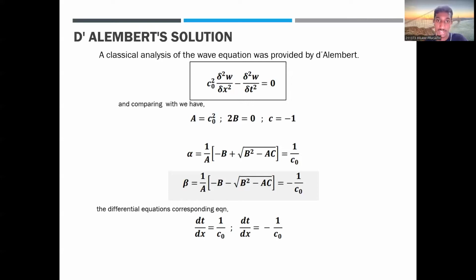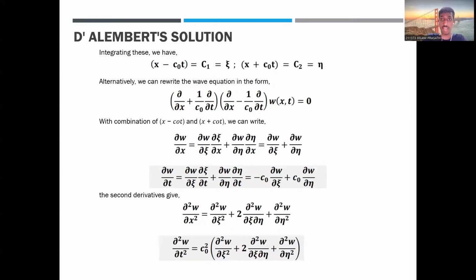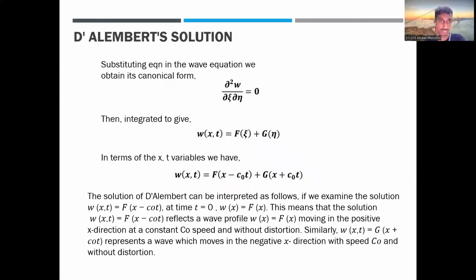c squared del squared w over del x squared minus del squared w over del t squared equals 0. From that, comparing with the canonical form, we have the constant values and differential equation, and we have obtained these equations. Then substituting the equation in the wave equation, we obtain the canonical form, getting del squared w over del xi del eta equals 0. Then it gives w(x,t) equals an f function and a g function. In terms of the x and t variables we have w(x,t) equals f(x minus c naught t) plus g(x plus c naught t).